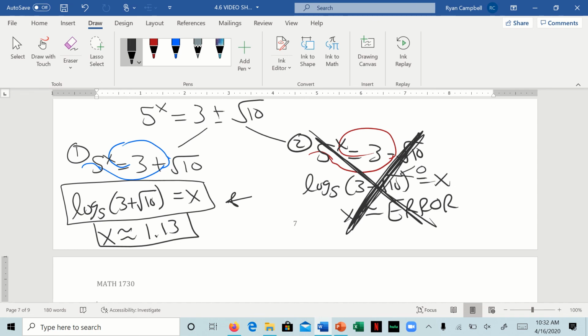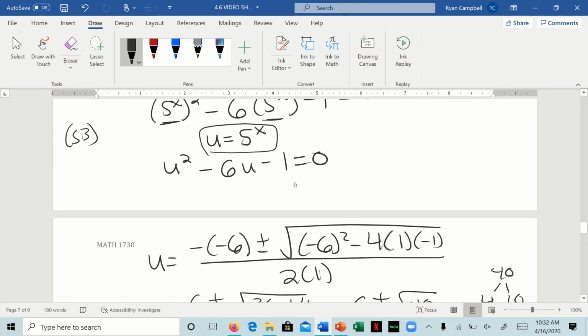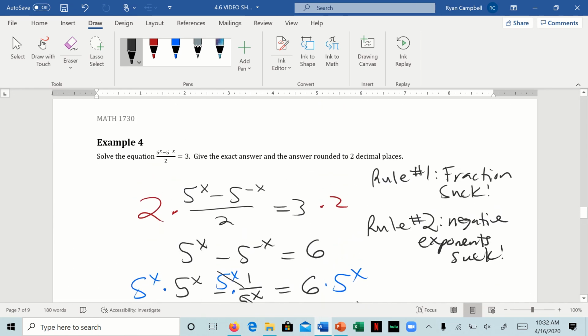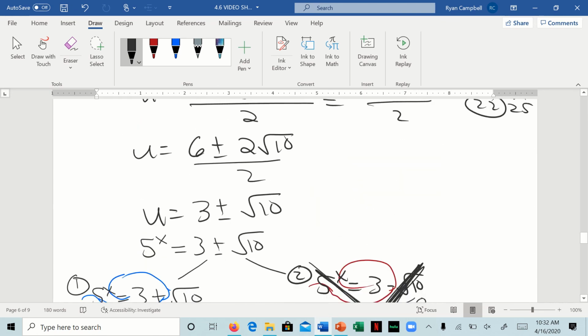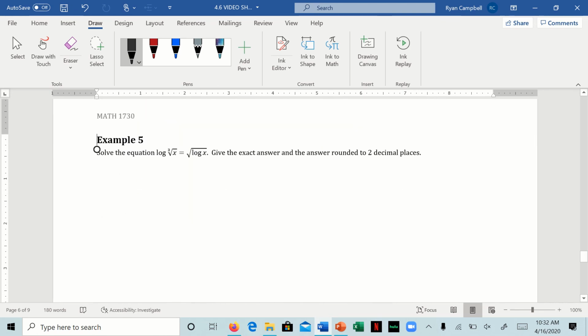And we're done. That was it. Do we have to check ourselves? No, right? Because we started with exponents. Yeah, so far all of them we've started with exponents, so we don't have to check ourselves. However, we will have to this time.